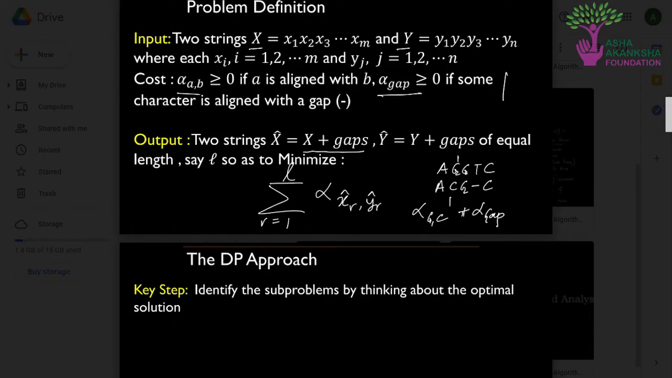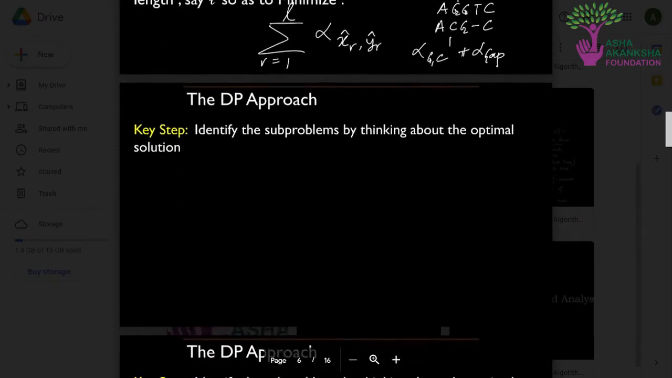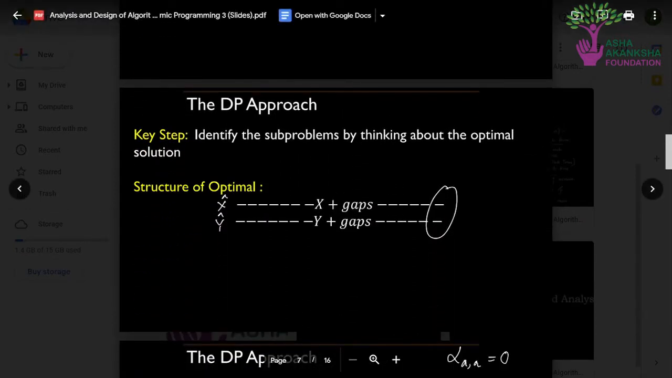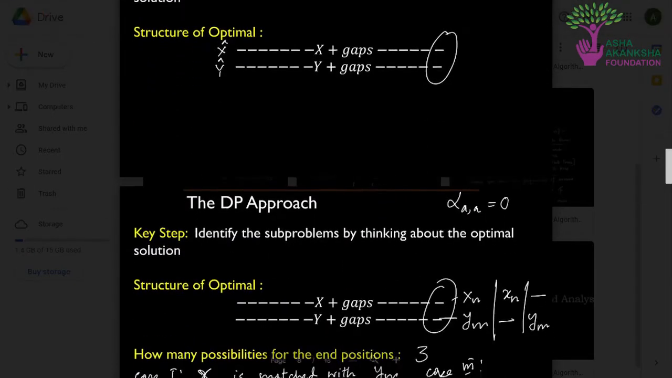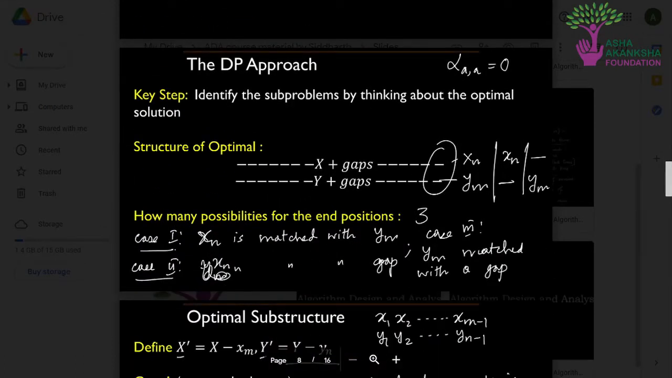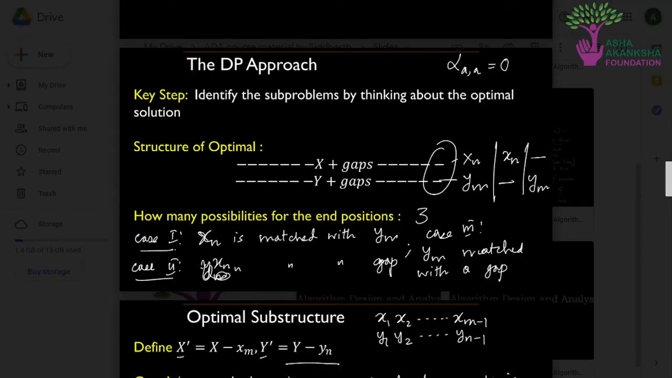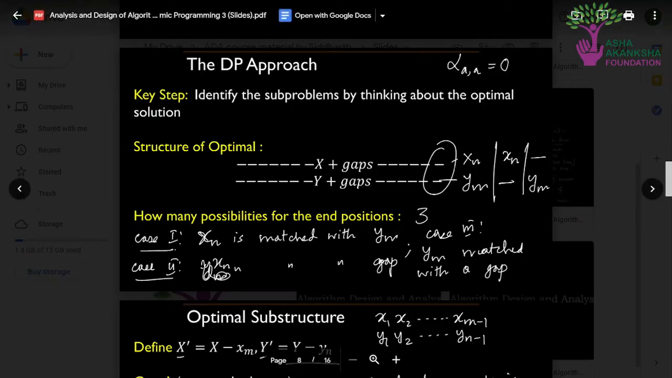Now, this is what our problem reduces to. So let us identify the subproblem by thinking about the optimal solution. These are two strings. These are our final two strings, x plus some several gaps in between, and similarly like this. Now we will start seeing the characters from the right-hand side. We will take the final strings x cap comma y cap and traverse them from right to left. We will continue seeing the last characters. What can be the overall scenarios for these last characters?